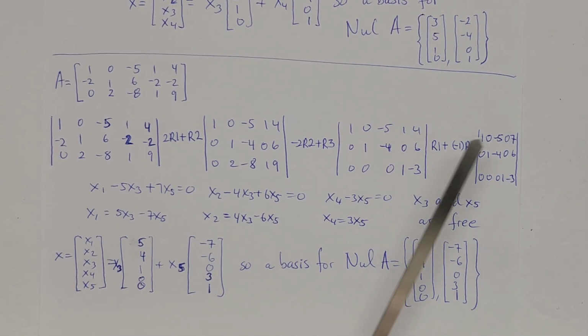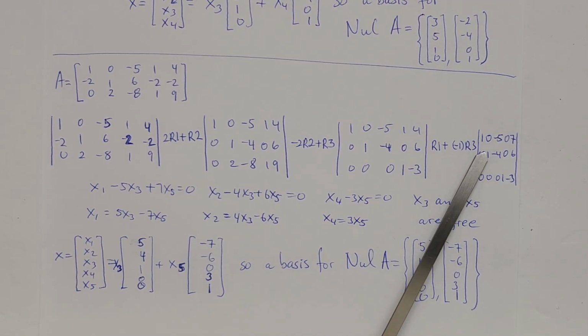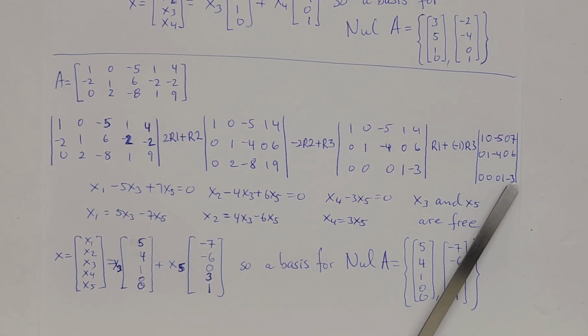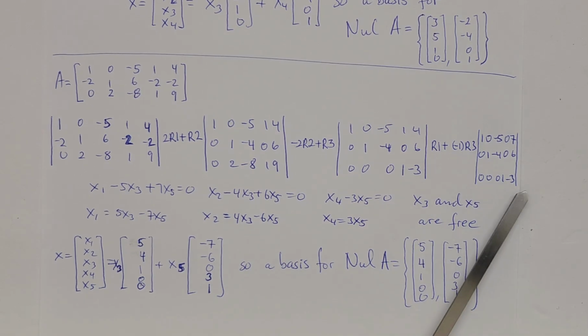Okay, so this right here is x1, this is x2, this is x3, this is x4, this is x5. However, the reason why there's no x5 is because this negative 3 is already taken from x4. So there is nothing for x5. So that's why x5 is free.